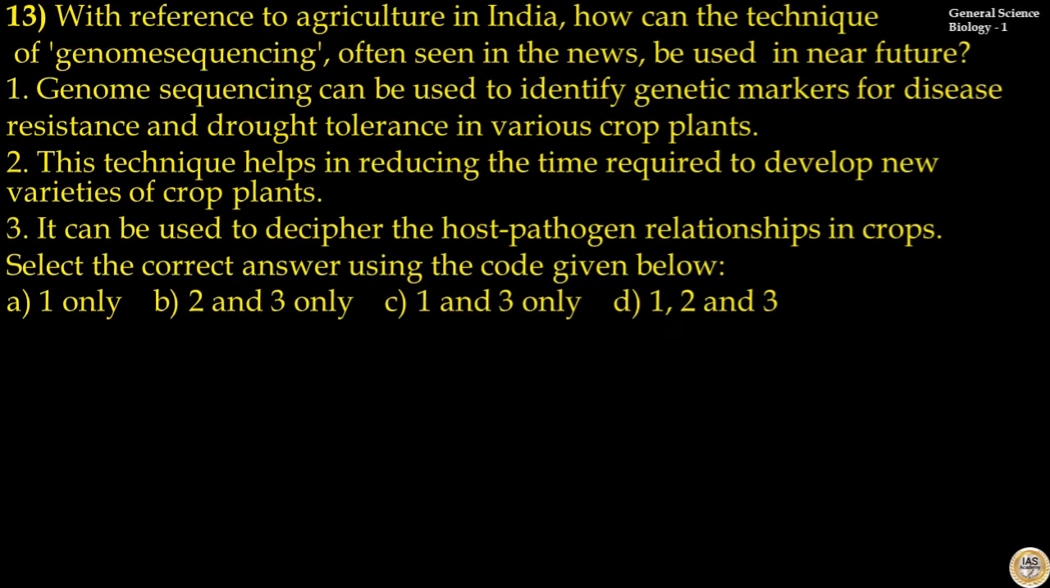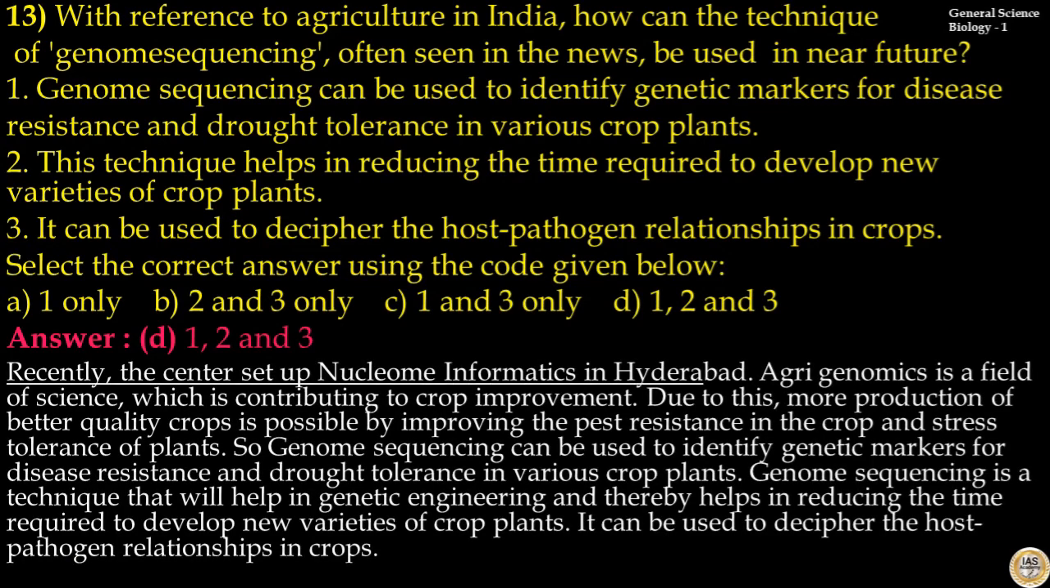Question number 13. With reference to agriculture in India, how can the technique of genome sequencing often seen in the news be used? Option 1. Genome sequencing can be used to identify genetic markers for disease resistance and drought tolerance in various crop plants. Option 2. This technique helps in reducing the time required to develop new varieties of crop plants. Option 3. It can be used to decipher the host-pathogen relationship in crops. Select the correct answer using the codes given below. Here answer to this question is option D, 1, 2 and 3. That is, all the statements are correct.